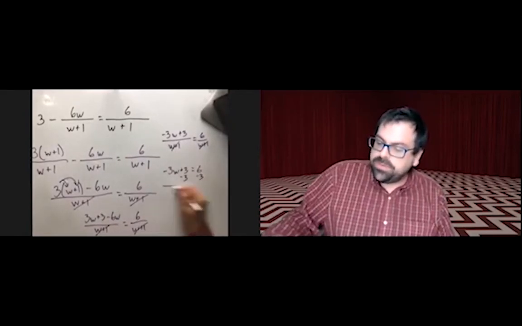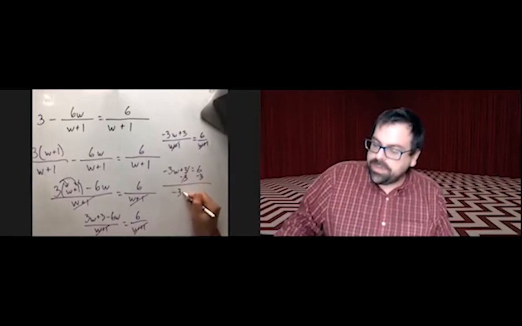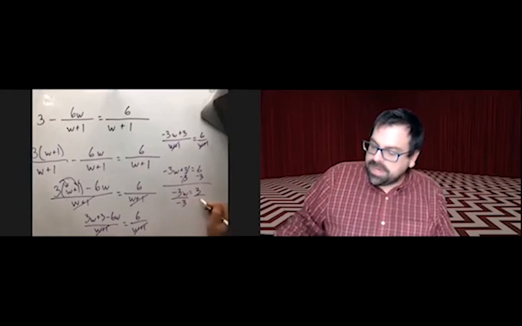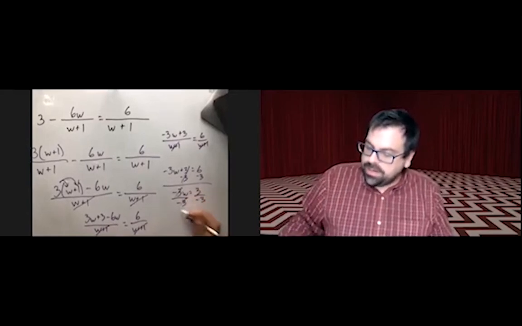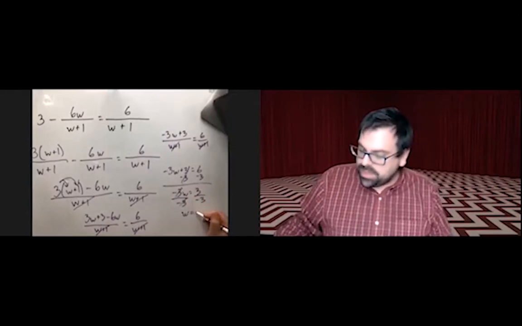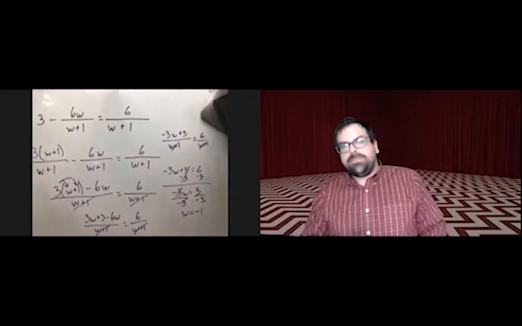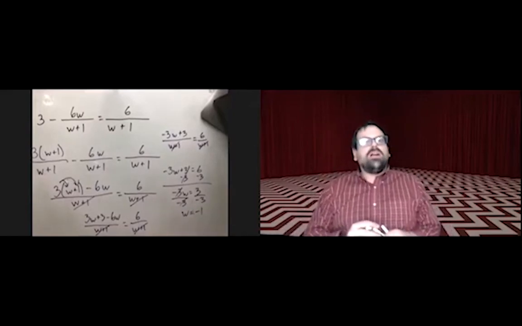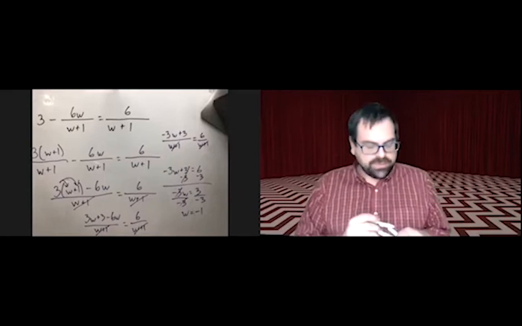Subtract 3 from both sides. Negative 3w equals 3. Divide both sides by negative 3. W equals negative 1. But guess what? We'd be wrong if we said w equals negative 1.